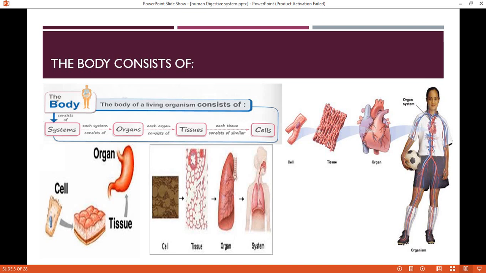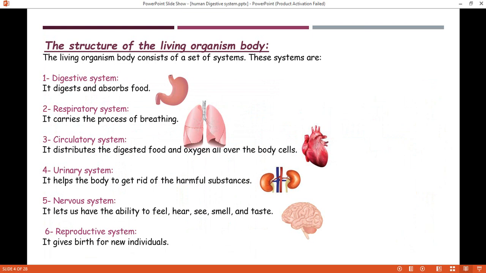So what is the smallest building unit here? Guess, what is the smallest building unit here? The smallest is the organ or tissue or cell? Great. Cell is the smallest building unit of the living organism's body because it is the smallest part of each living organism. Great. What are the structures of the living organism's body?